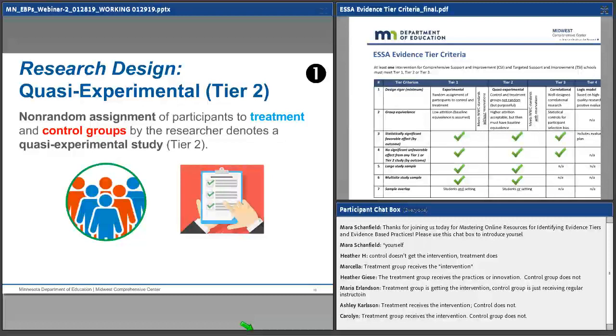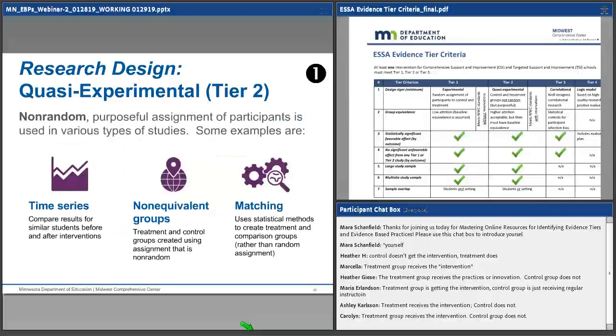As I mentioned, tier 2 or quasi-experimental studies have non-random assignment of participants to treatment and control groups. What does that mean? Well, there are various statistical methods that a researcher can use to assign participants to control and treatment groups that are a bit technical to get into, but basically you just need to know that it's not a random method of assignment and therefore not considered as rigorous and would not meet the tier 1 criteria. Here are some different types of quasi-experimental studies. Time series, non-equivalent groups, matching.